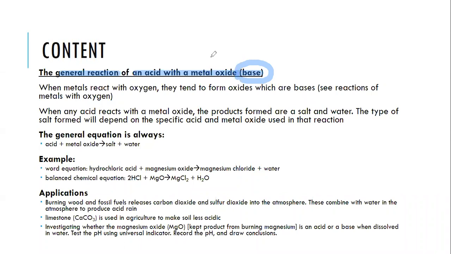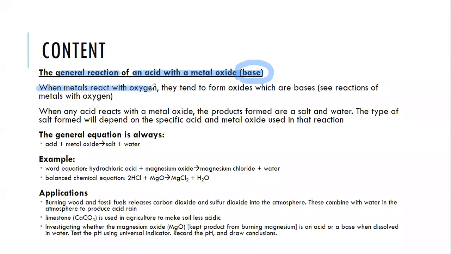And we know that metal oxides are bases. How do we know metal oxides are bases? Because they tend to have a pH more than 7. That's how we know. When an acid reacts with a metal oxide, they produce a salt and water. That's what we are going to talk about today.